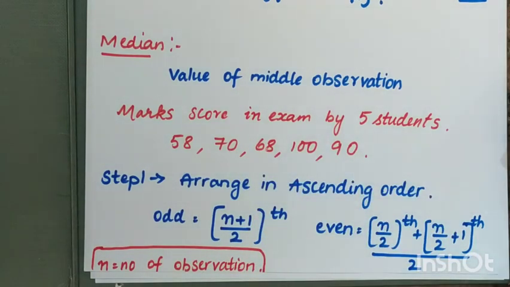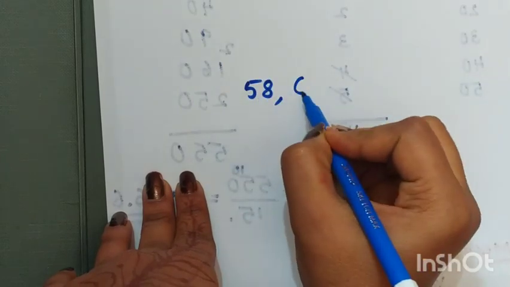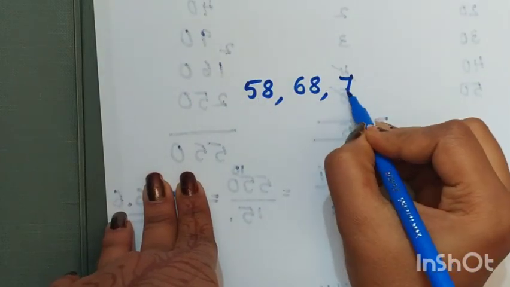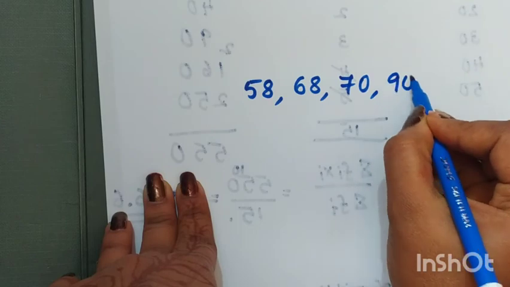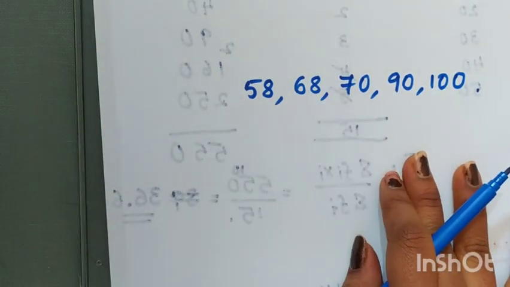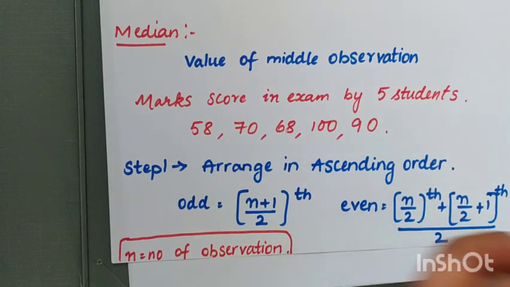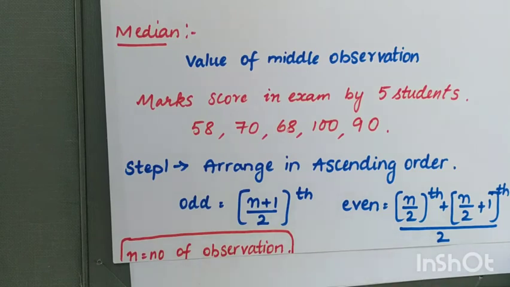Yeah, first we'll write that. So 58, 68, 70, 90 and 100. Yeah, this is in ascending order. Now, if n is odd, this is the formula. If n is even, this is the formula. Now, n is equal to the number of observations.